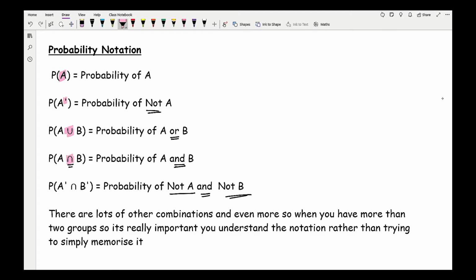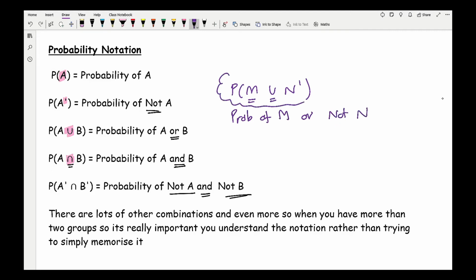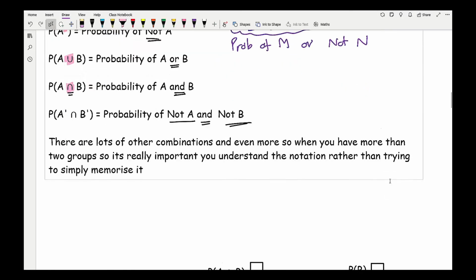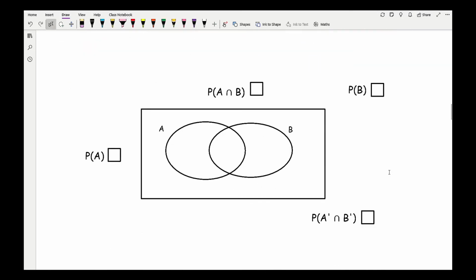And once you've mastered that, then it should make sense and should be very easy for you to read something like, for example, if I asked you to read, let's say, this, what does that mean? Well, it means the probability of M or, which is what this means, or not N. And so you should be able to read from this notation and speak out what it actually represents in words. So let's have a look and relate this to a Venn diagram.